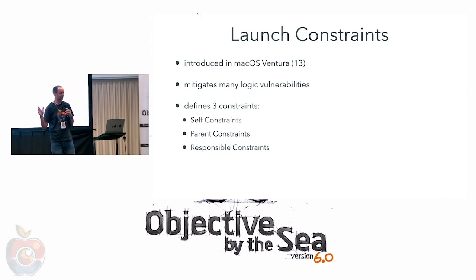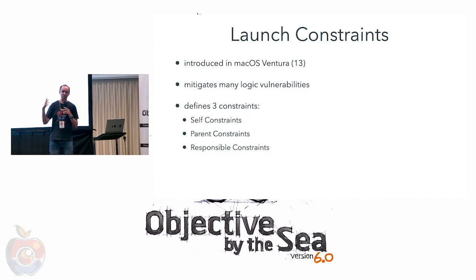So they define 3 different types of constraints. One is the self constraint, which applies to the binary, to the actual process. Then there is the parent constraint, which applies to the parent process of the process. And there is the responsible constraint, which applies to the responsible process of the process.